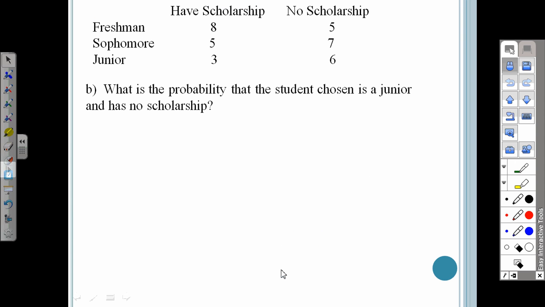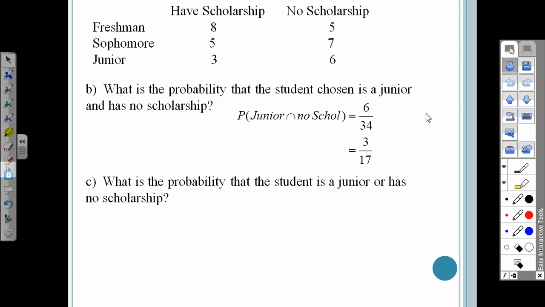Let's look at question number B. It says, what is the probability that the student chosen is a junior and has no scholarship? This is an intersection: the probability that the person is a junior and has no scholarship. Here is the row for juniors, and here is the column for no scholarships. There are only 6 juniors that have no scholarship, so the probability of picking one of those people is 6 out of 34, which we can reduce to 3 out of 17. Just because it had the and in there, the intersection, doesn't necessarily mean that we are going to multiply. We just have to look at this table and figure it out.